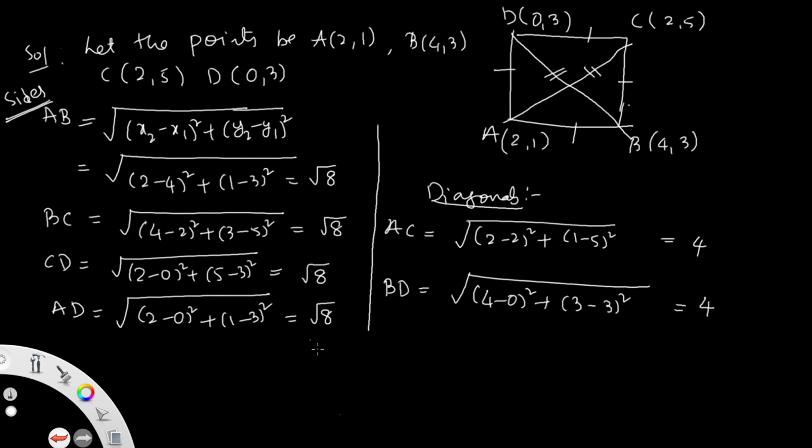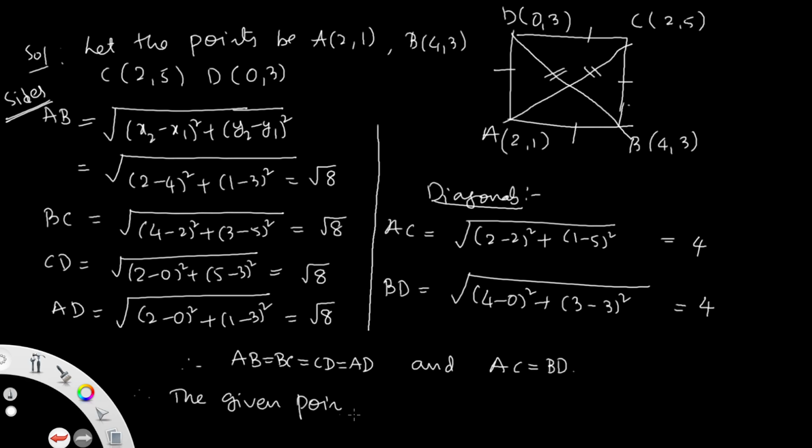So therefore we can say that AB equal to BC equal to CD equal to AD, and AC equal to BD. From this we can say that the given points form a square.